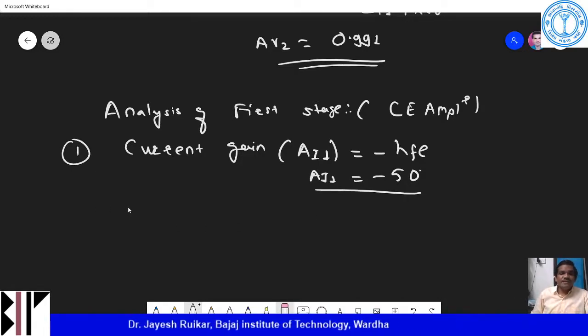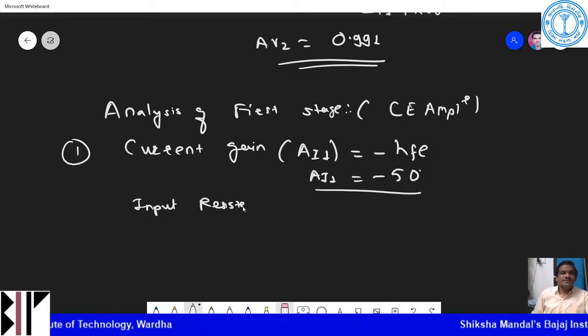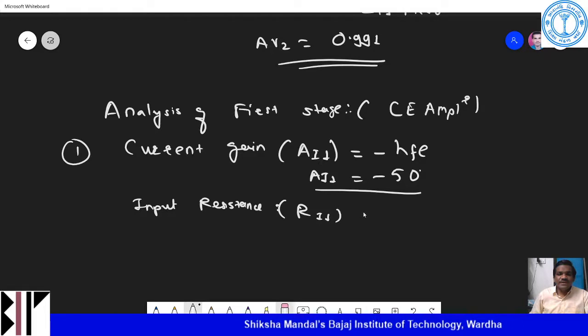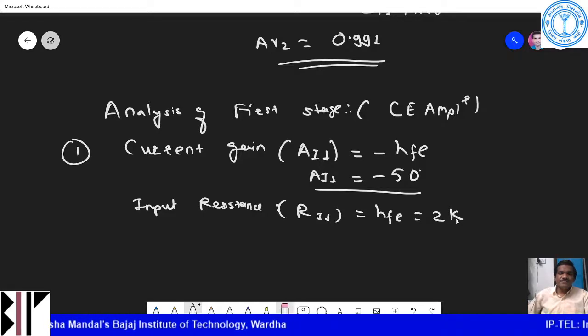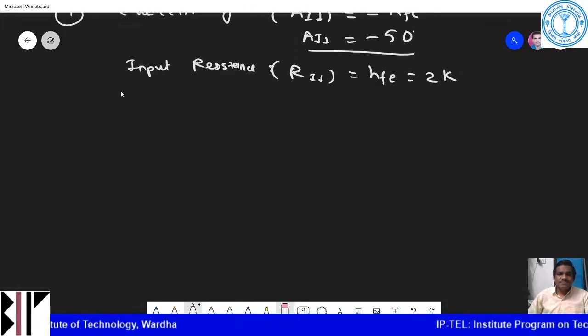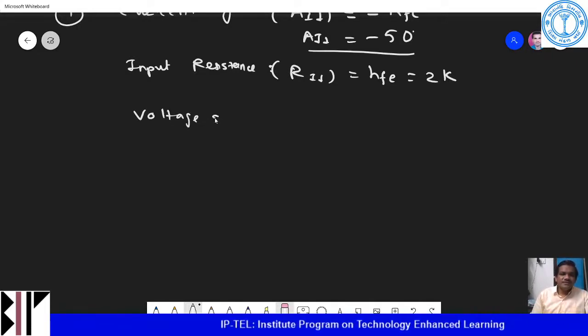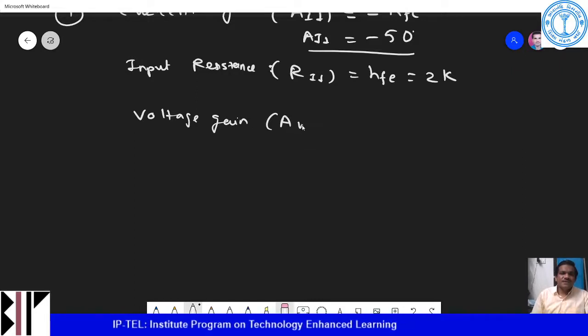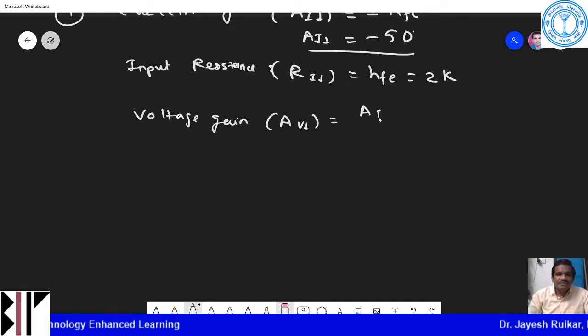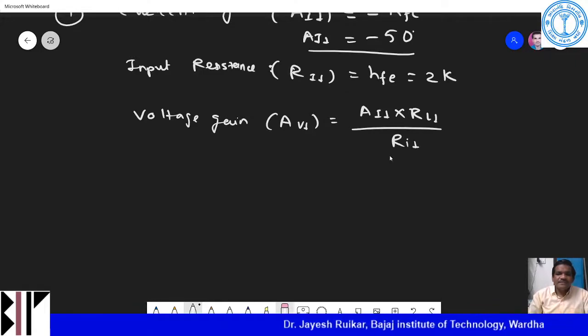Similarly you can calculate input resistance. That is my Ri1, which is nothing but the HIE, that is nothing but 2K. The third parameter is my voltage gain. I need to calculate the voltage gain of stage 1, so AV1 I will mention. What is the formula for AV1? It is nothing but AI1 multiplied by RL1 divided by RI1.